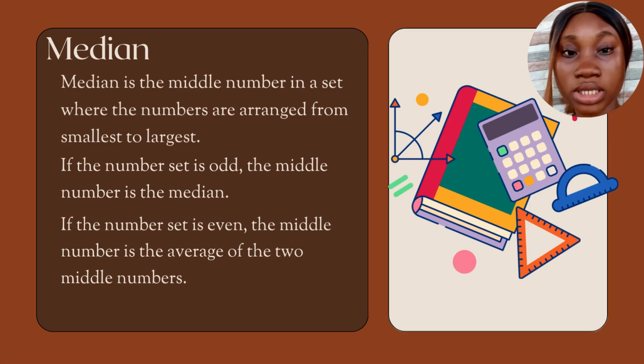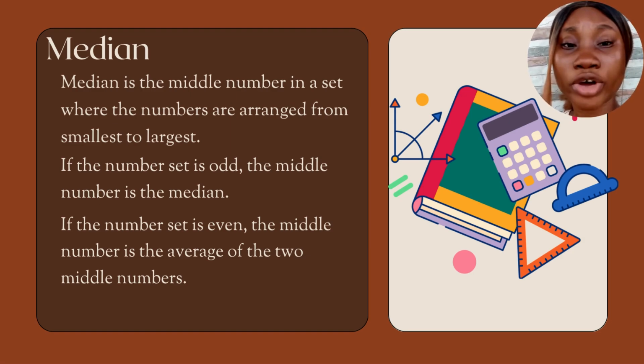So moving on to median. Median simply means the middle number. So all you have to do is once again you'll be given a number set. Now the first step is to arrange the number set from the smallest number to the biggest number. So arrange it in ascending order from the smallest number to the biggest number and then look for the number that is in the middle.